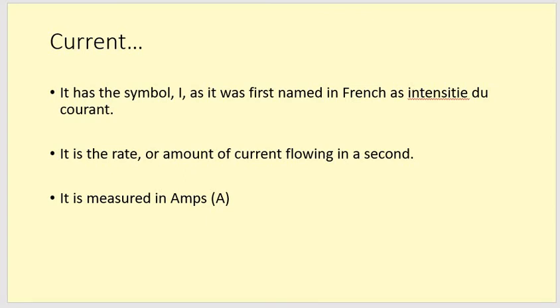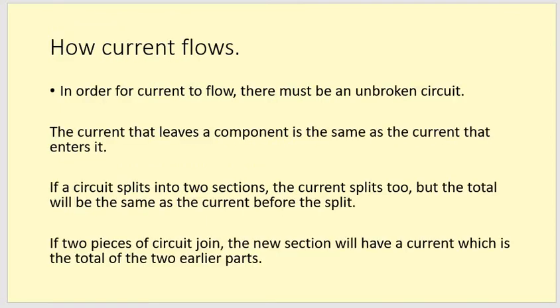It is the rate, so that means the speed, the amount over a certain time, flowing in a second, and it is measured in amps because it's Monsieur Ampère who first did this, and that is the Frenchman who also chose the symbol I. Now there has to be an unbroken circuit, so if you're sitting at home and you've got your lights off, you've got a switch and it's on the off position, that breaks the circuit to stop the current flowing. As soon as you press the switch to the on position, it completes the circuit and your lights will come on.